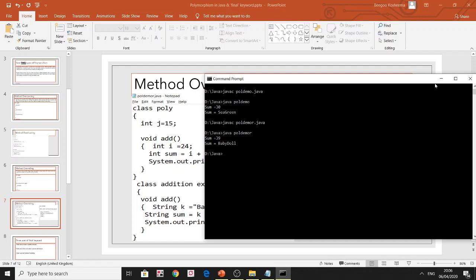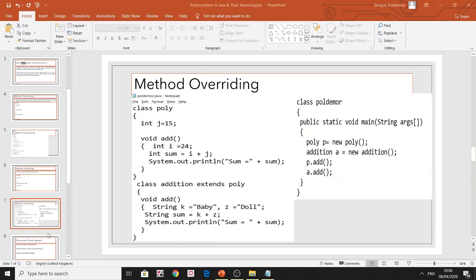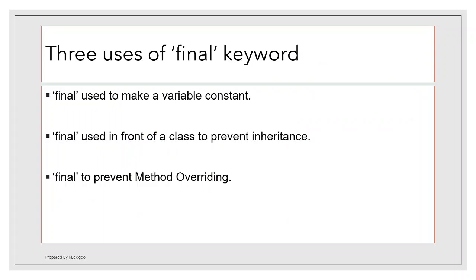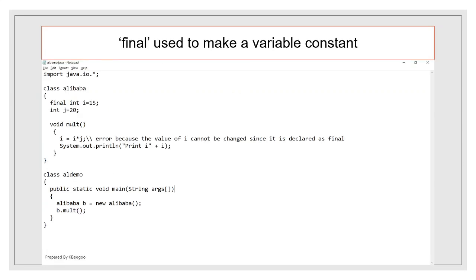Good. Next, we have three uses of the final keyword. One, we can make a variable a constant. Another use of final is to prevent inheritance. And another one is to prevent method overriding. Now let's see them one by one.